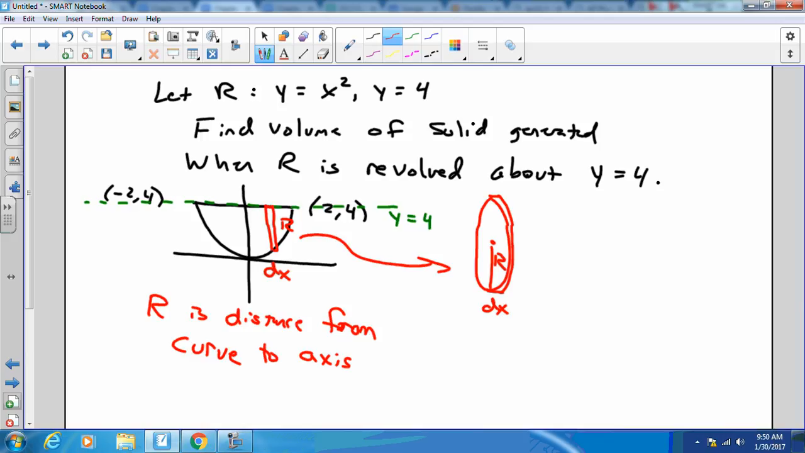Keep that point in mind. R is the distance from the curve to the axis. It is not the distance from curve to curve. Now, accidentally, it happens to be the distance from curve to curve for this one problem. But in general, that's not the case.